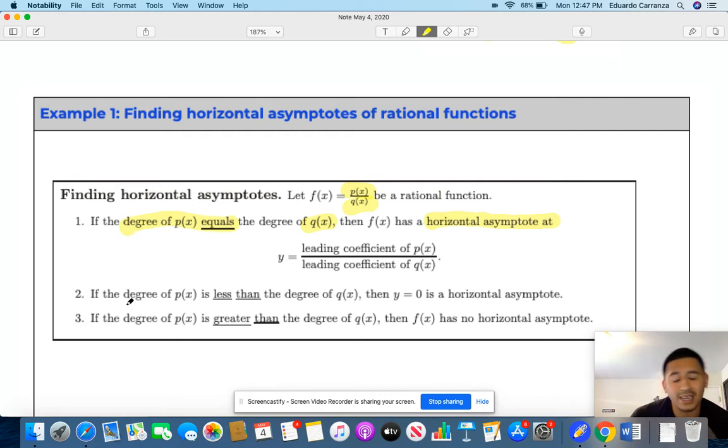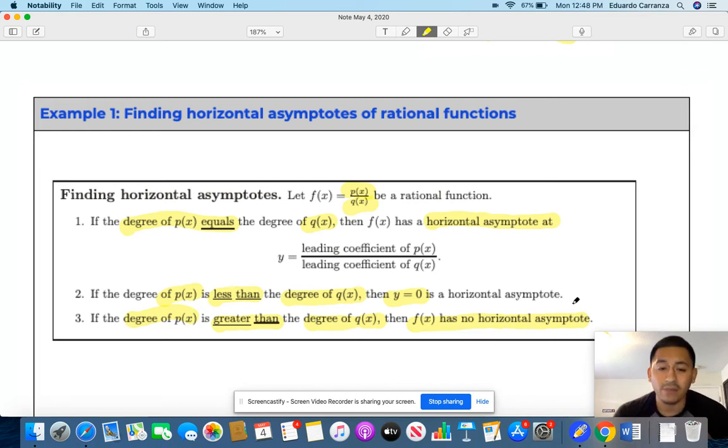Okay, but let's say that that wasn't the case. Let's say that the degree of p of x did not equal the degree of q of x. Let's say that instead the degree of p of x, the degree of the polynomial in our numerator, was actually less than the degree of q of x. If that's the case, then we would say the rational function has a horizontal asymptote at y is equal to 0. But let's say that now instead the degree of p of x is actually greater than the degree of q of x. Then we say the rational function does not have a horizontal asymptote.